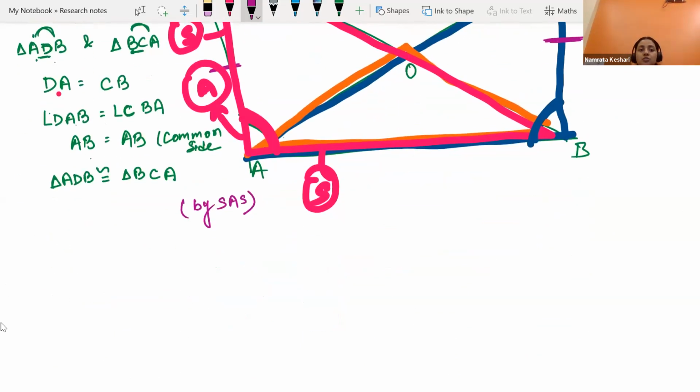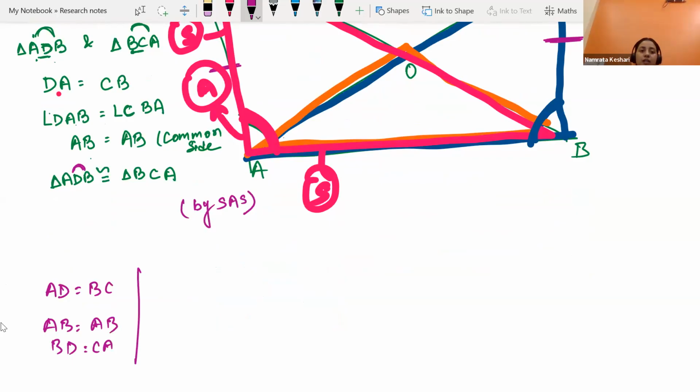So from these two triangles, I am able to write that side AD is equal to side BC. I am able to write that side AB is common. I am able to write from here that BD is equal to CD. What else can we write?